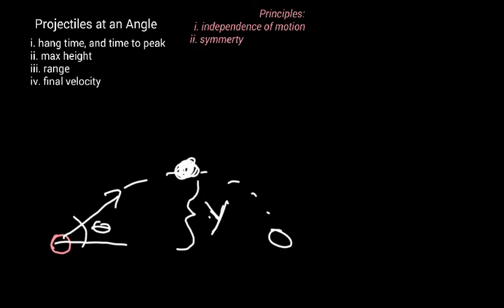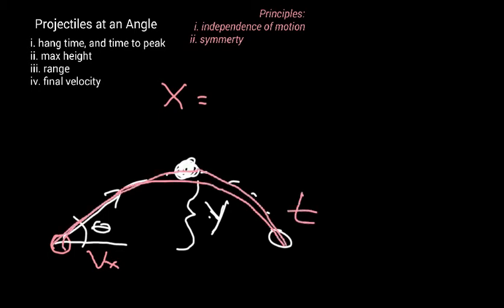Alright, now to find the range, which is what we're going to call x, we know that because we've already established that there is this independence of motion, that what's going on in the x direction is independent of what's going on in the y direction, except that they're both connected by time. And if we figure out what the velocity in just the x direction is, and the total time it takes to go all the way up and all the way back down, that's the hang time, we can say that the distance is equal to velocity in the x direction times that amount of time. And that will give you the full range of the projectile.